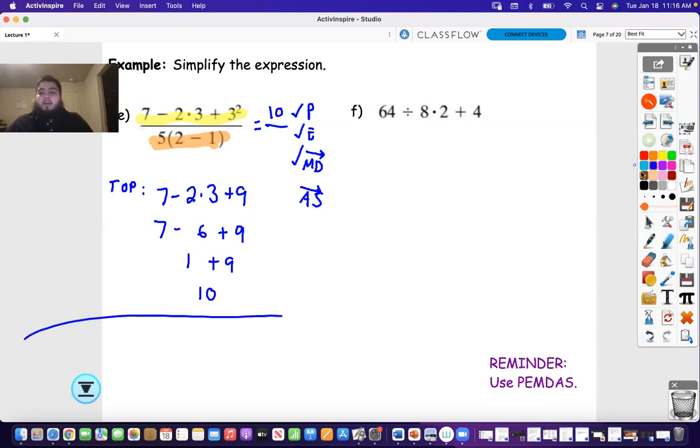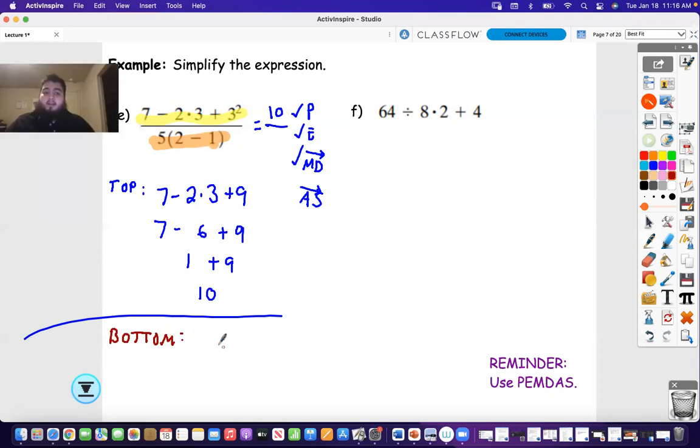Now we're going to do the bottom. All right, let me switch my colors. For the bottom, we have 5 parentheses 2 minus 1. If you're doing PEMDAS on the bottom, what should we do first? You have to follow the parentheses. What's inside the parentheses? 2 minus 1.